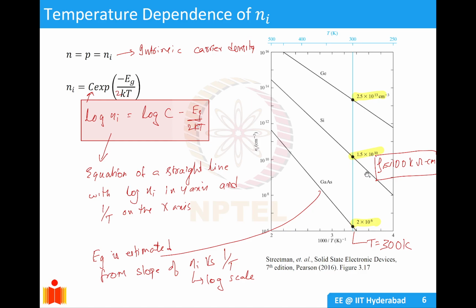So if you plot, you get this equation. You take the log, and this log C you can ignore in the equation. If you are given this graph, you can calculate the slope of this, and from the slope you can calculate the Eg, because Eg is your log Ni minus log C into 2kT.